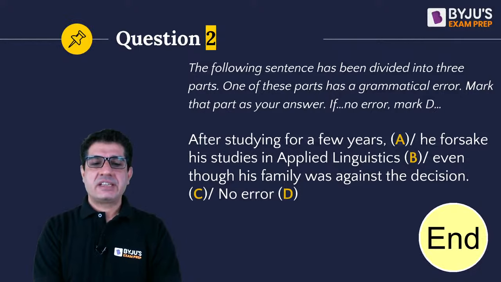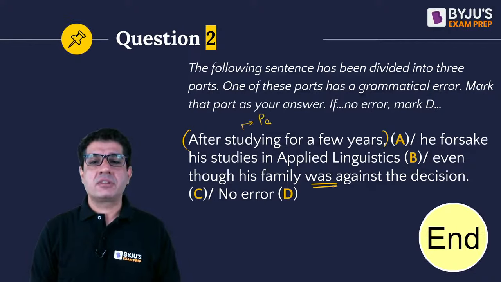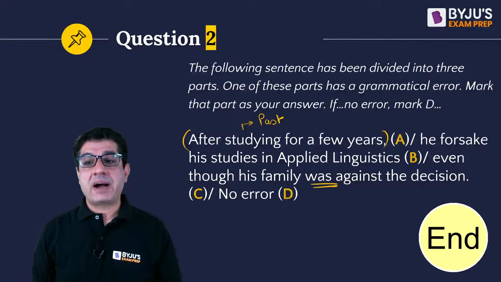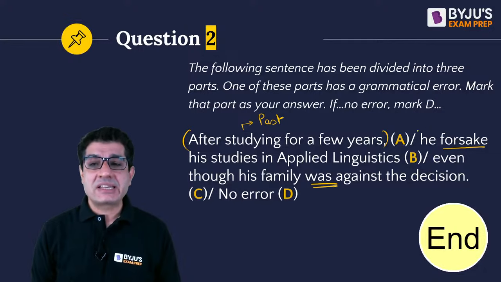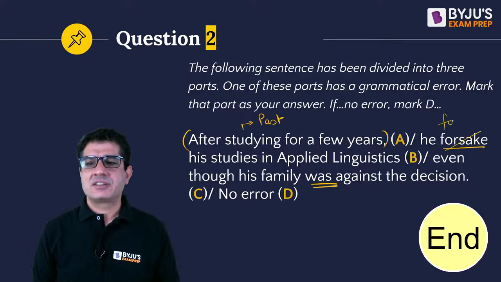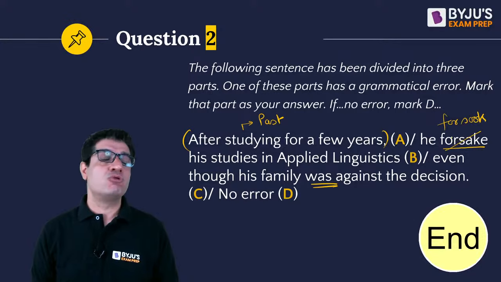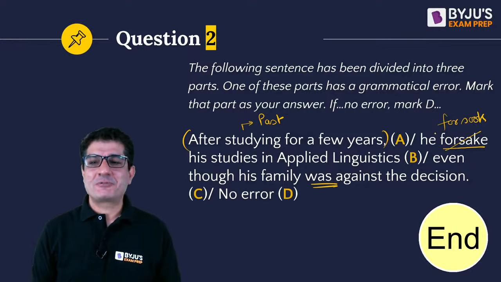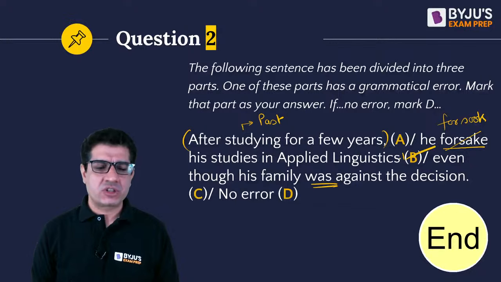So what's our take on question number 2? After studying for a few years, he forsake his studies in applied linguistics, even though his family was against the decision. Very clearly, you look at this part, you look at C part, and you realize that we are talking about the past. When you're talking about the past, you cannot use the first form of the verb. Forsake is used in the present tense. What we needed here was the second form, and that is forsook. So what we needed was forsook, and that is why our answer to this question is option B.